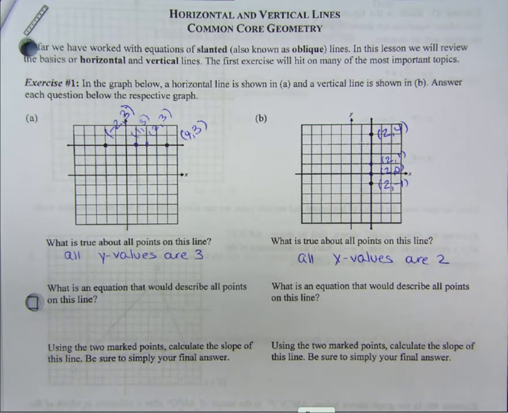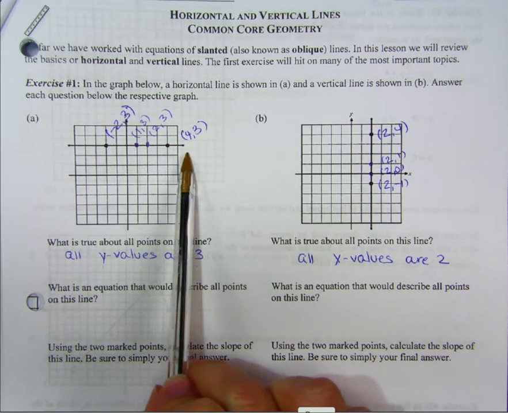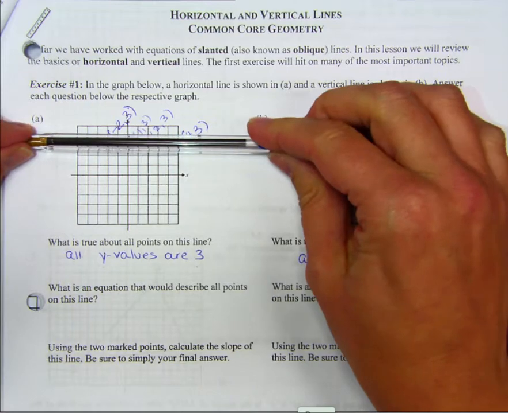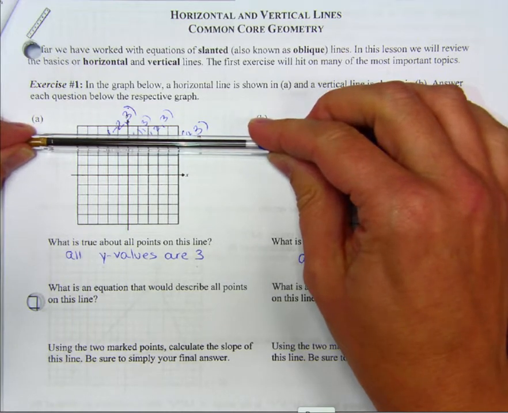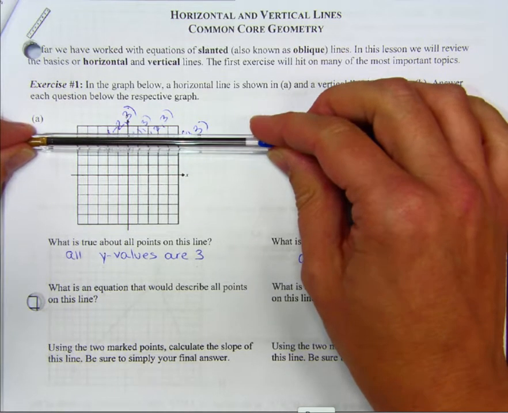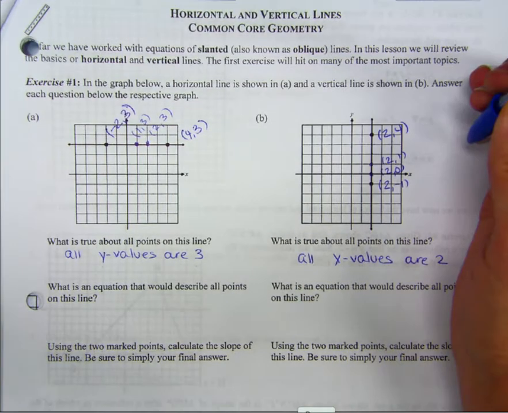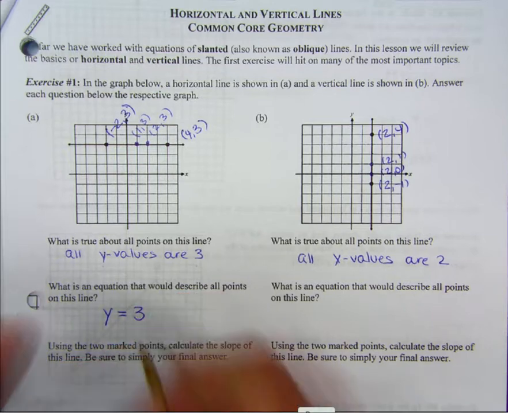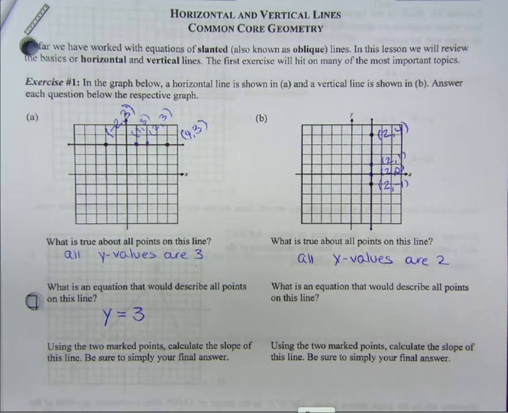So then what they want us to do next is write an equation for both of those lines. Well, if all the y values on this line are 3, then the one thing that I know for sure about that line is that every single point is going to have a y value of 3. If we look at the graph also, this line only touches the y-axis. It never touches the x-axis, and it touches the y-axis at 3. So the equation of this line is y = 3. X can be anything, it doesn't matter what x is, but the y value is always going to be 3.